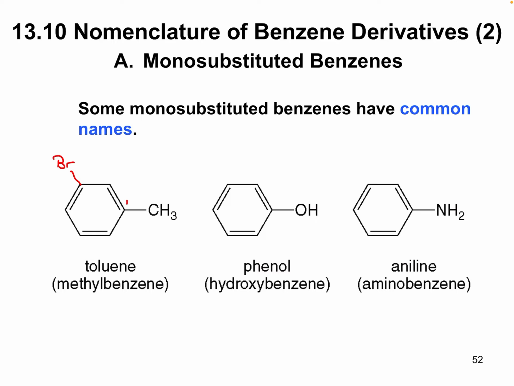If we take that CH3 as carbon 1 and count around to the bromine, we get to it at carbon number 3 of the ring. So this would be 3-bromotoluene.